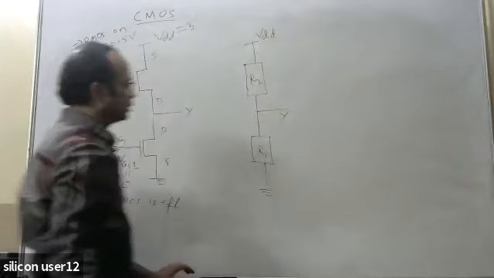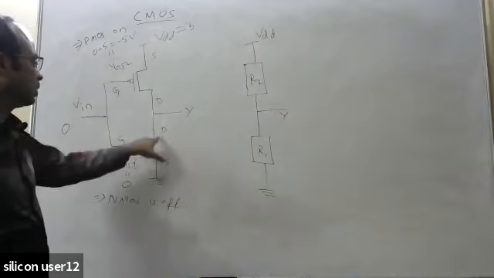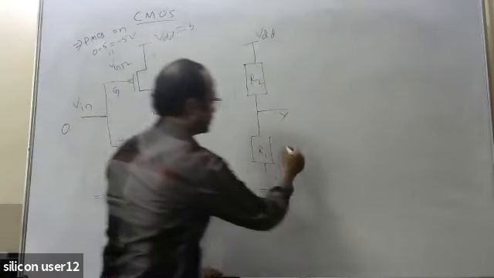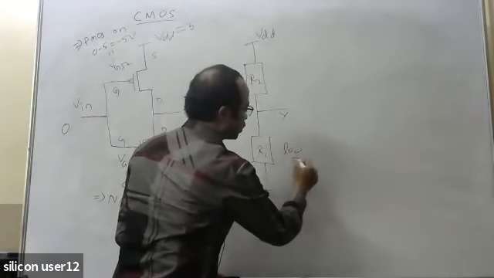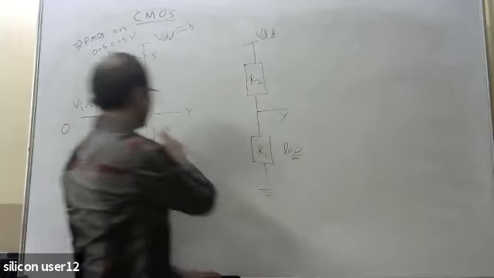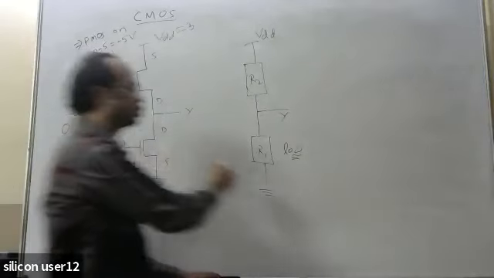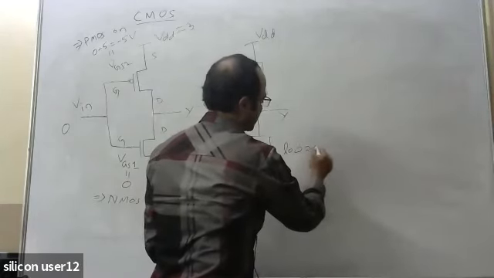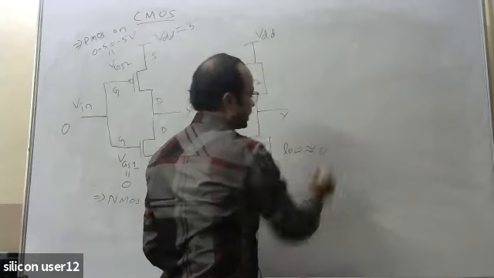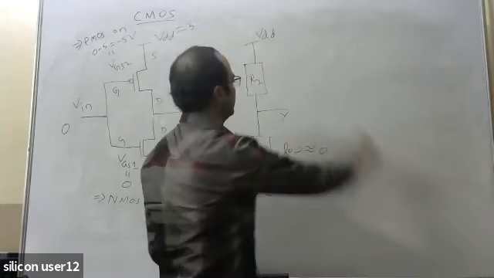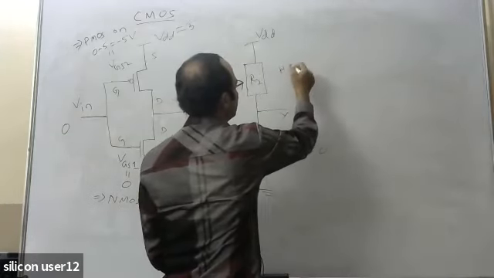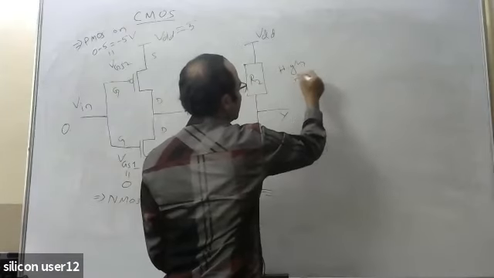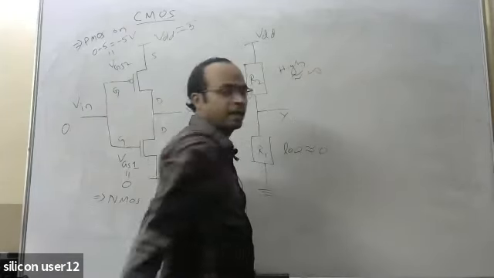As we saw, NMOS is on, that means it has a low resistance. So this R1 will be low, or if it is a very good transistor, ideally it should be equal to 0. Practically it will be a low value, but ideally we can say it is equal to 0. And R2 is high, or ideally it will be infinite.